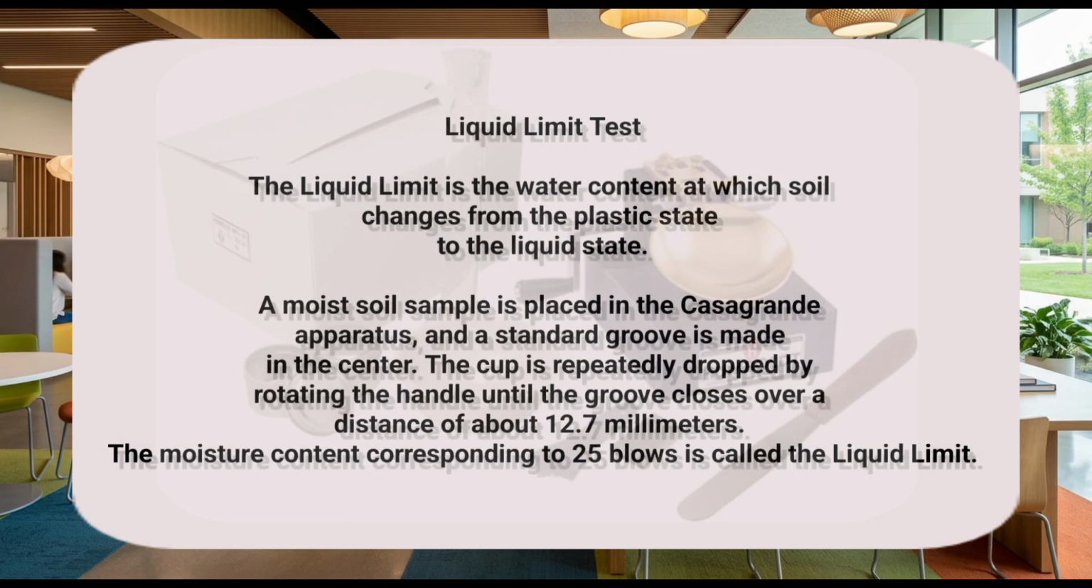Liquid limit test. The liquid limit is the water content at which soil changes from the plastic state to the liquid state. A moist soil sample is placed in the Casagrande apparatus, and a standard groove is made in the center. The cup is repeatedly dropped by rotating the handle until the groove closes over a distance of about 12.7 millimeters. The moisture content corresponding to 25 blows is called the liquid limit.